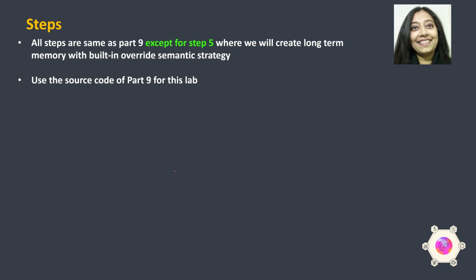Now, as I mentioned earlier, part 10 is a variation of part 9, wherein one of the strategies is going to be built-in override. So all the steps are the same as part 9, except for step 5. That's where we create and provision our memory. In this case, we will create a long-term memory with built-in override for semantic strategy. Use the same source code that you used in part 9 for this lab as well. There is no separate source code for part 10. The source code for part 9 will work very well.